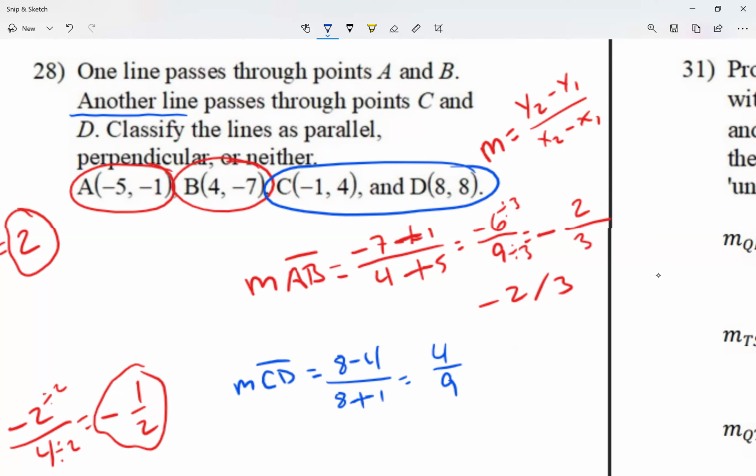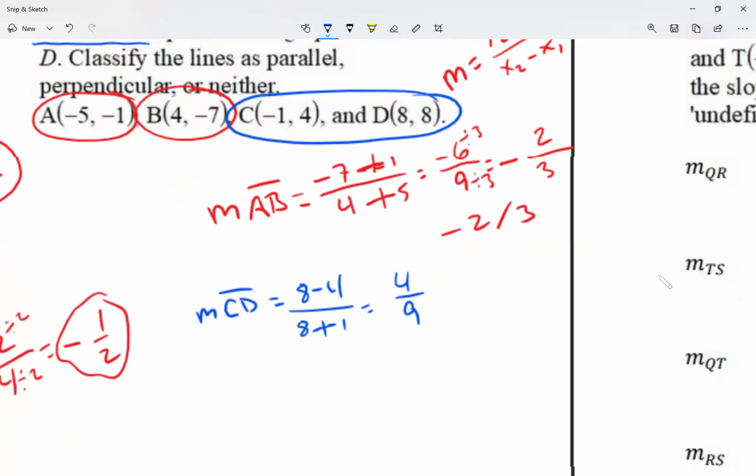Now, I cannot divide this. And don't think we're going to do the square root, because the square root of 4 is 2, the square root of 9 is 3. We're not going to do square roots. We're just dividing. There's nothing I can divide it by to make it smaller. So I see the slopes are different. They're not negative reciprocals of each other. Therefore, my answer here will be neither.